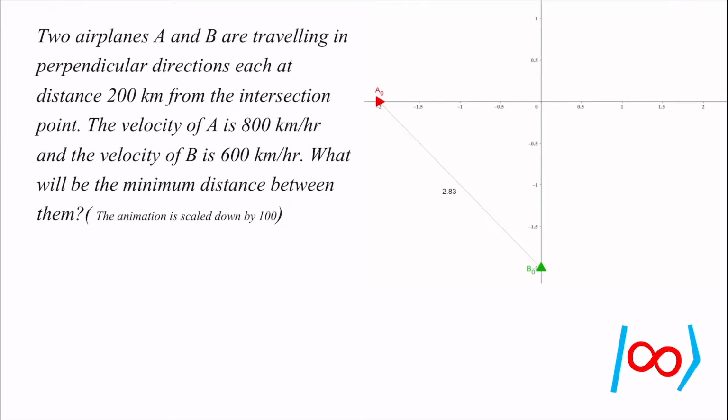Two airplanes A and B are traveling in perpendicular directions, each at a distance of 200 km from the intersection point. The velocity of A is 800 km per hour and the velocity of B is 600 km per hour. What will be the minimum distance between them? Give this problem a try.